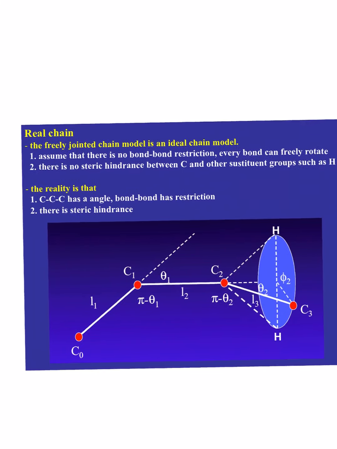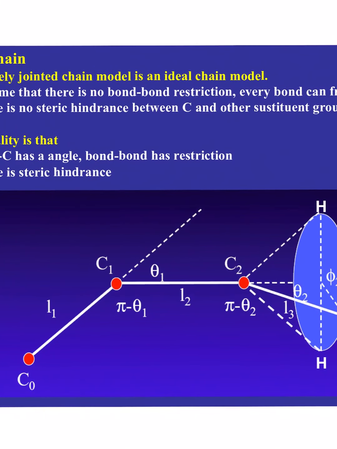Now, real chain, the next step. So we go from the freely jointed chain. It's an ideal chain model. First off, we assume there is no bond-bond restriction. Every bond can freely rotate, and there is no steric hindrance between carbon and other substituent groups such as hydrogen. All right, that's for the freely jointed chain, but the reality is we know that there is an angle, 109.5, that does have restrictions, and we also know that there is steric hindrance. And so this has to do with how chains interact with neighboring chains and how that can also have an influence on the number of conformations that are allowed in these systems.